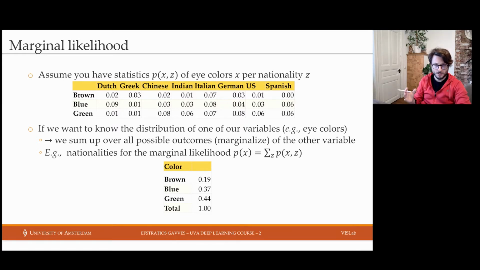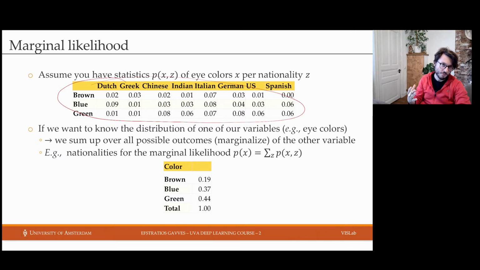So assume as an example that we have a population for which we have a few statistics, for instance the color of the eyes denoted with X and the nationality of a person denoted with Z. Having statistics means basically having a table which stores all possible combinations of eye colors and nationalities, and for each combination it provides us with a probability. Since this is a probability density function of X comma Z, all these probabilities have to sum up to 1.